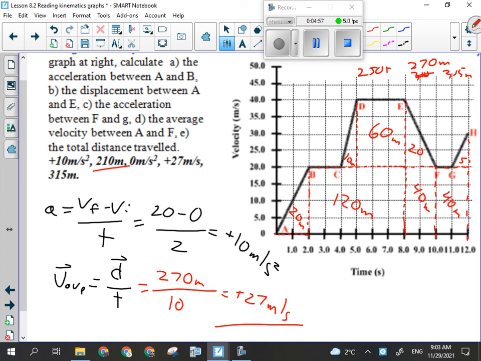It says total distance traveled. Total distance traveled, 350. I don't have to put a positive on that because it's scalar, it's asking for distance.